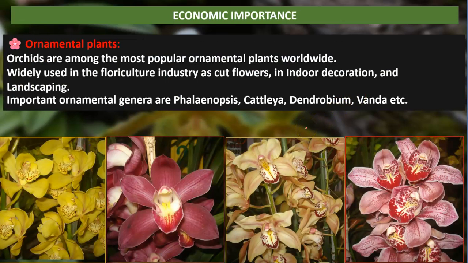Now the economic importance. As you know, the flowers are very showy, very attractive, beautiful. So the family has a very important character, that is, ornamental plants, and it is used in the floriculture industry, indoor decoration, cut flowers, landscaping. Some important ornamental genera are Phalaenopsis, Cattleya, Dendrobium and Vanda.